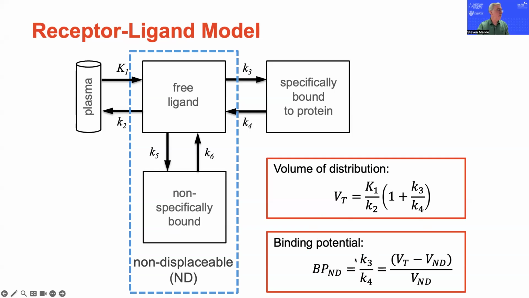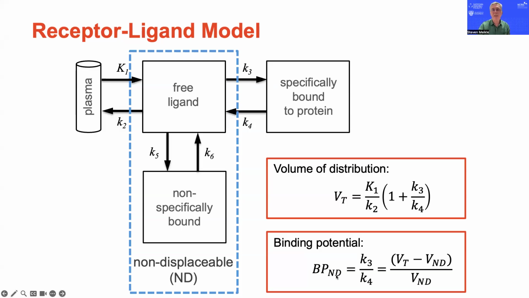Oh, and there it is, right? So the binding potential is equal to the ratio of these two rate constants, K3 and K4, at equilibrium. And that's equal to the difference between the total volume of distribution of this system and the volume of distribution just for this blue dashed box, which is our non-displaceable compartments. So it's the subtraction of those over the VND.